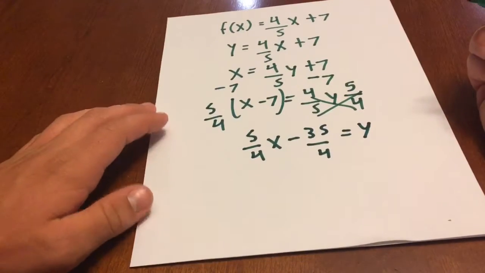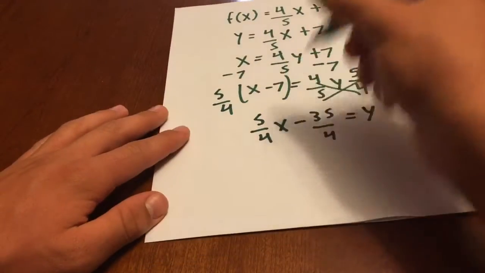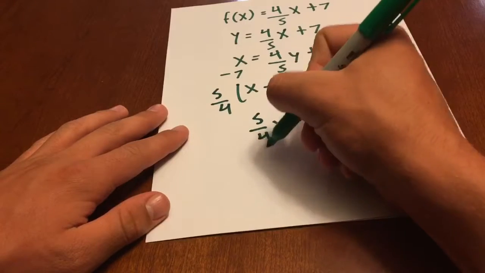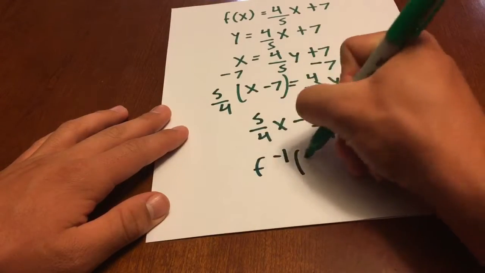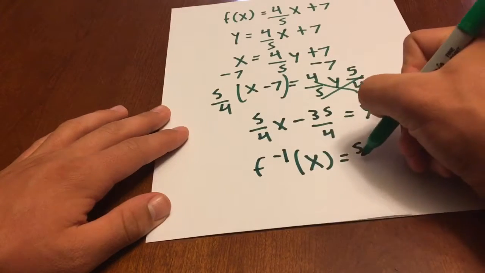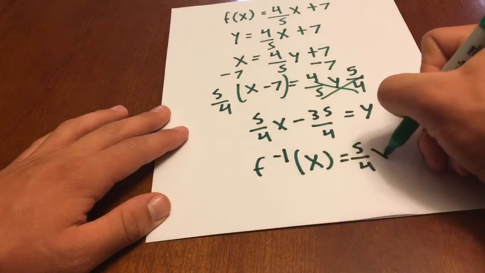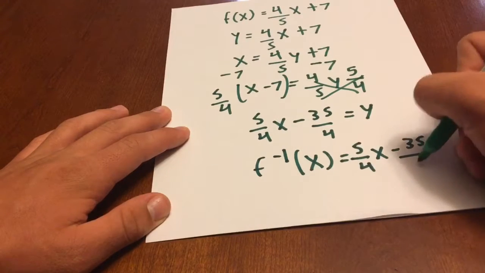Okay, and that's the answer, but again, we have to put it back into f of negative 1 of x, so f of negative 1 of x equals 5 over 4x minus 35 over 4.